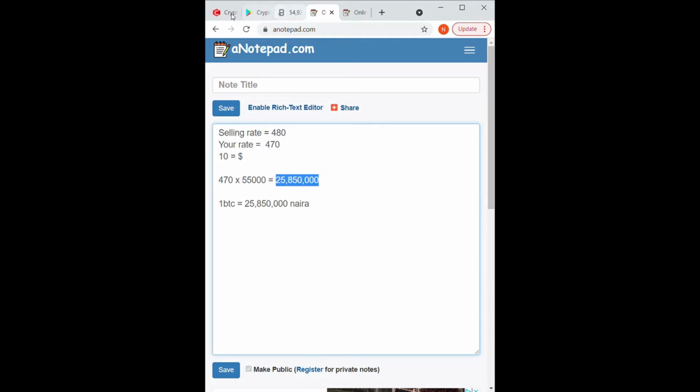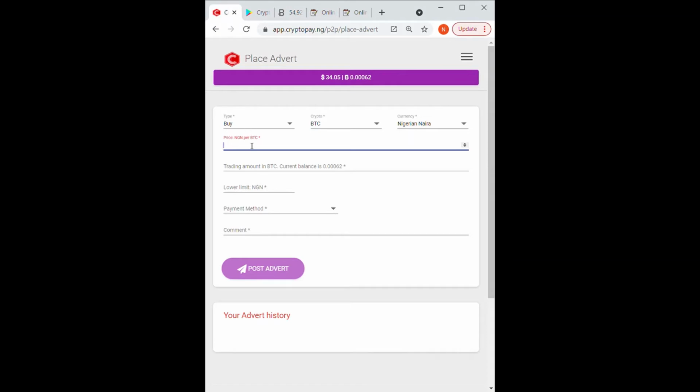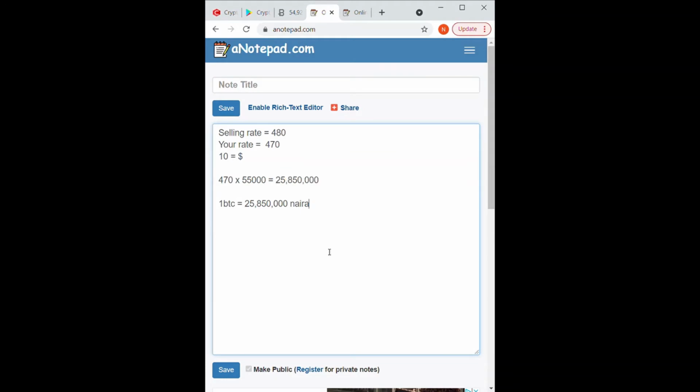and you place it here. So this simply means this is your rate. Also, if you divide this amount by your rate, you're going to end up with 55,000.